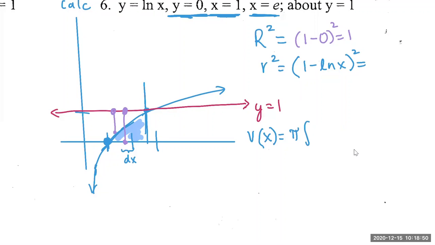What is your a and b in this case? What's your a and b in this problem? Okay, so you guys said 1 and e, perfect. 1 being smaller than e. Then we're just going to put big R squared minus the quantity of little r squared, which I have right there, and then dx.